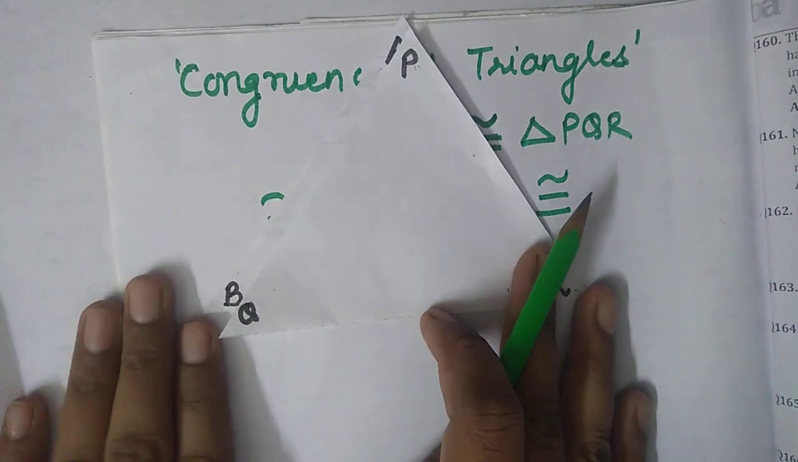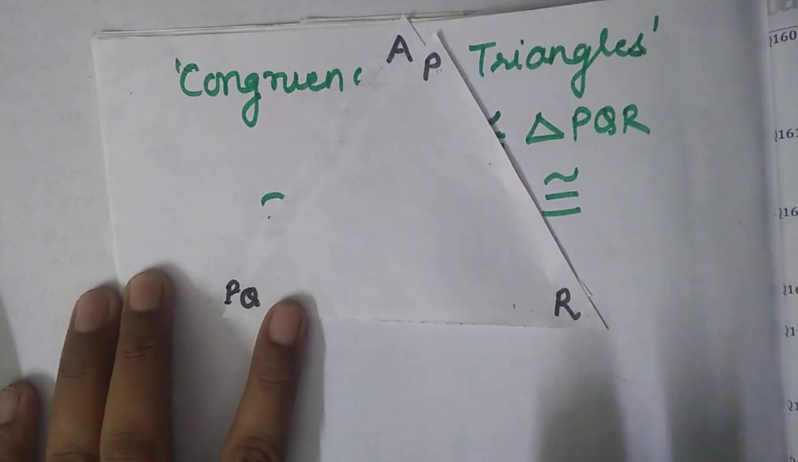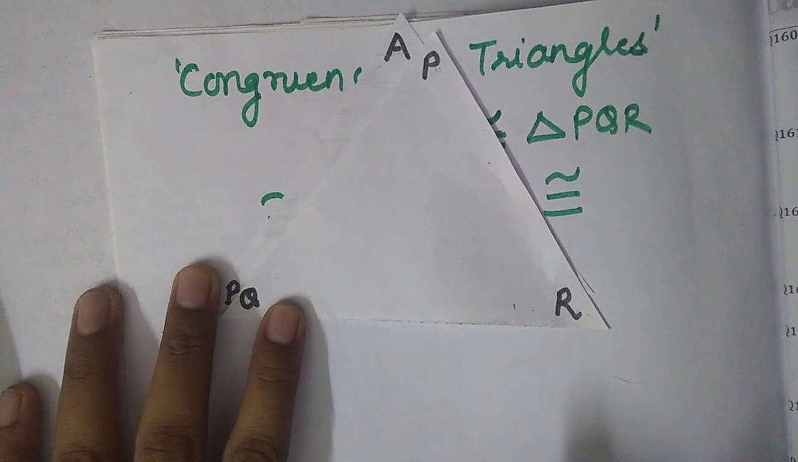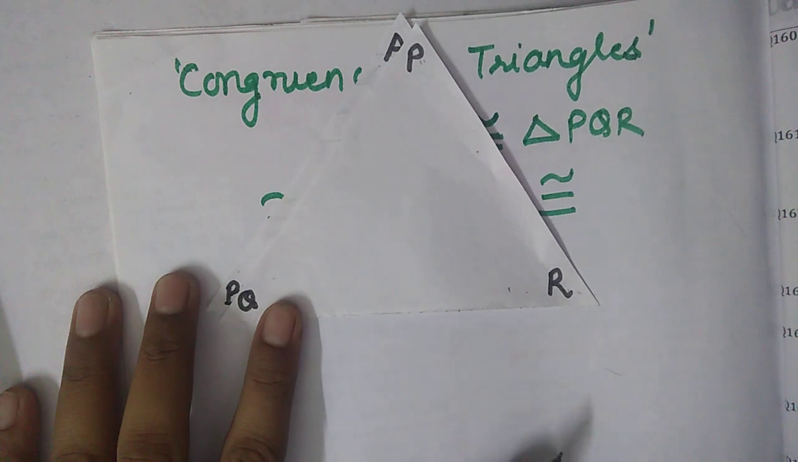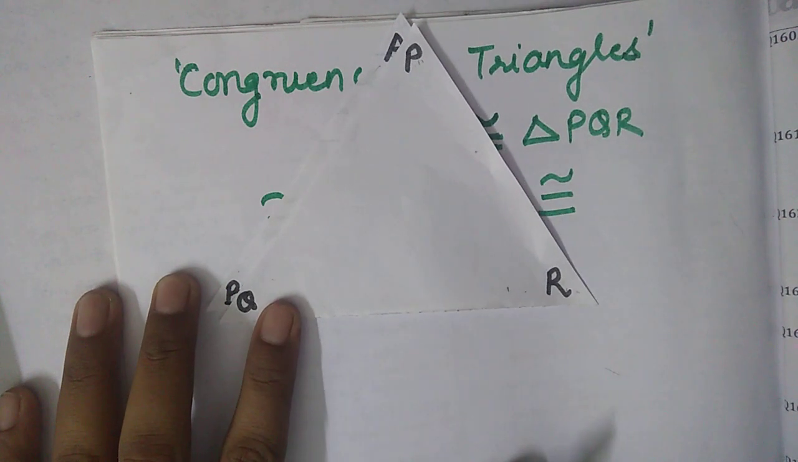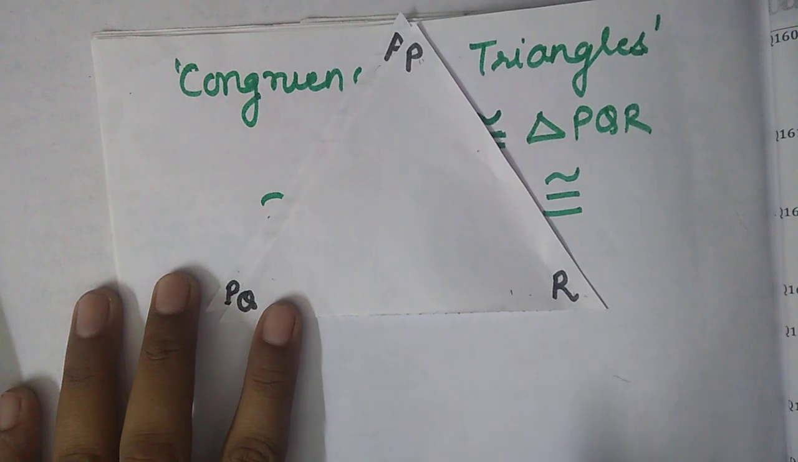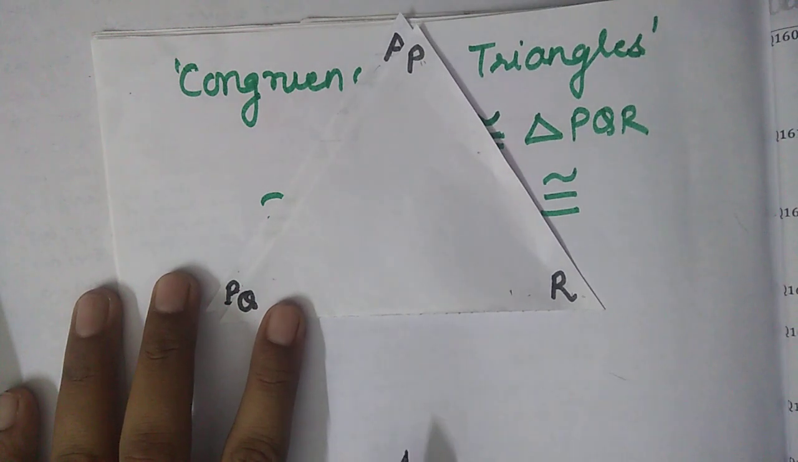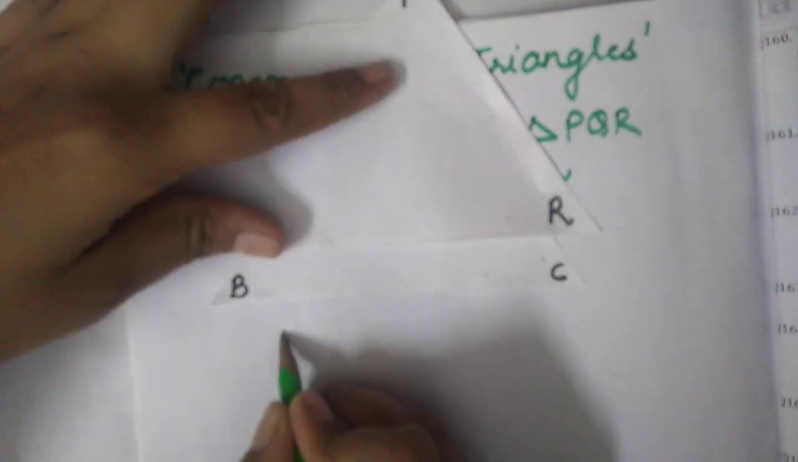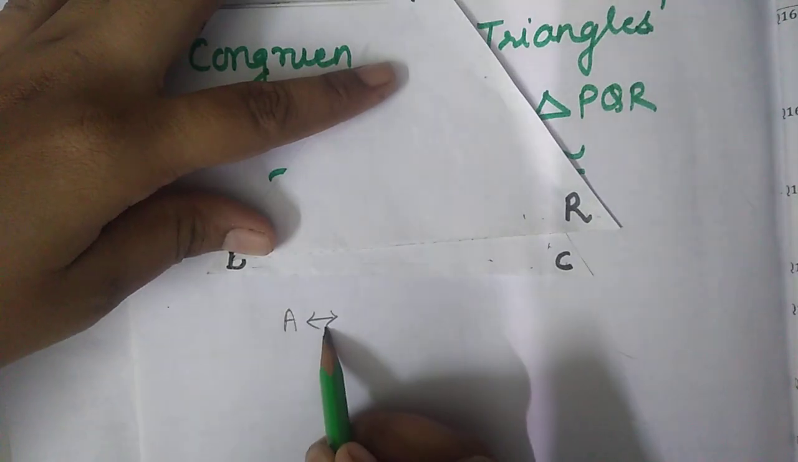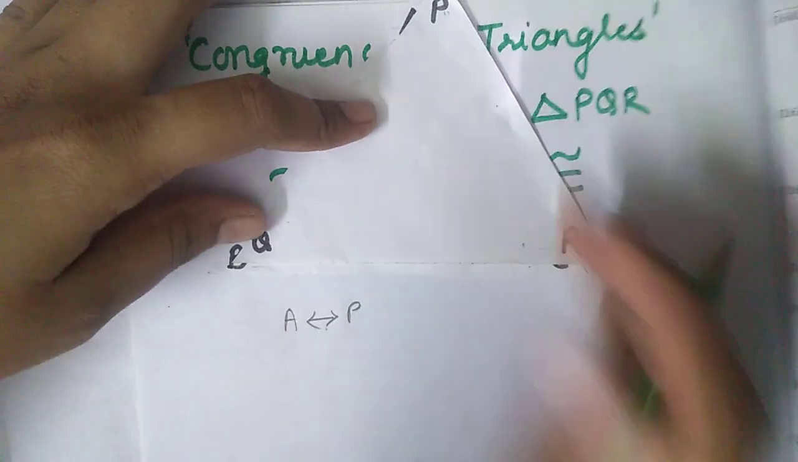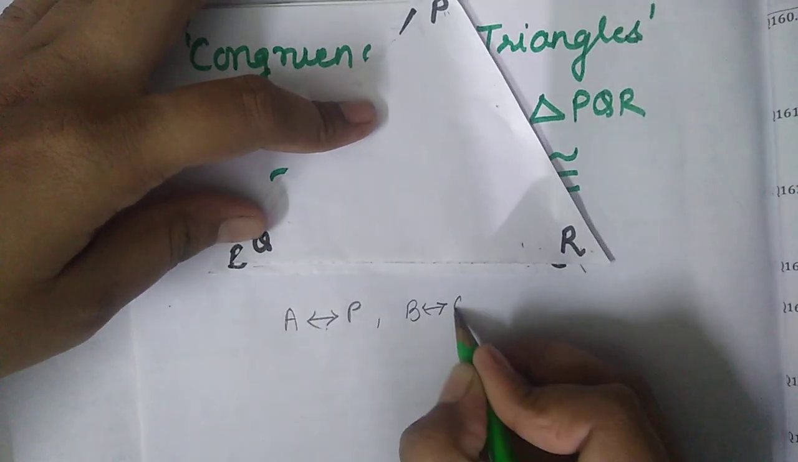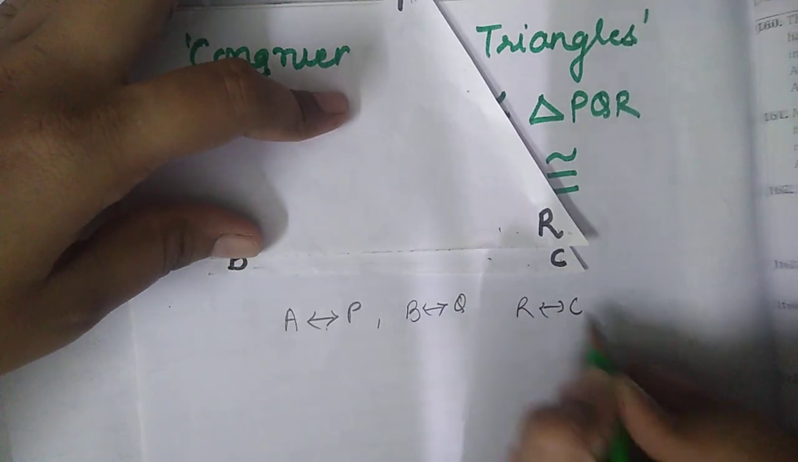Okay, now we know that our triangle has 6 parts, or you can say 6 elements, that includes 3 sides and 3 angles. So we can say that a triangle has 6 corresponding parts, in which 3 are angles and 3 are sides. So this is the sign of correspondence, that A is corresponding to P. This B is corresponding to Q. This R is corresponding to C.